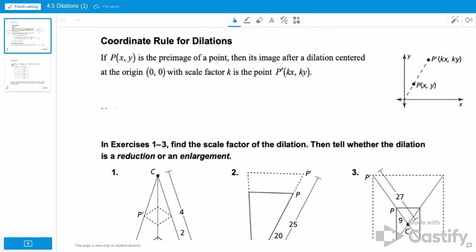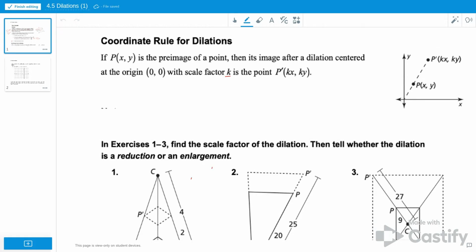So coordinate rules for a dilation. So if P is (X, Y), and that's the pre-image of a point, then the image after the dilation, if it's centered at (0, 0), with a scale factor of K, is (K times X, K times Y). And so we just take our scale factor and we multiply it by our points. And so we'll do a dilation here in just a second.